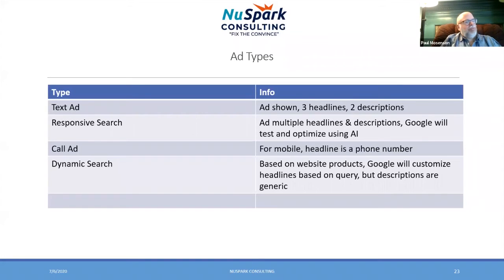Call ads, we mentioned before, if you're relying on phone calls versus clicks on websites, you can use your headline as a phone number. Dynamic search is a little more detailed or advanced, but if you have a lot of products on your website, you keep your descriptions the same, and based on code, Google will decide what headline to put in based on those keywords. So it's dynamic search. So you don't even have to put keywords in there. Google will figure it out and automatically write a headline for you.